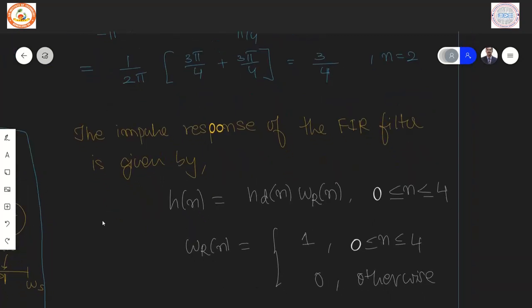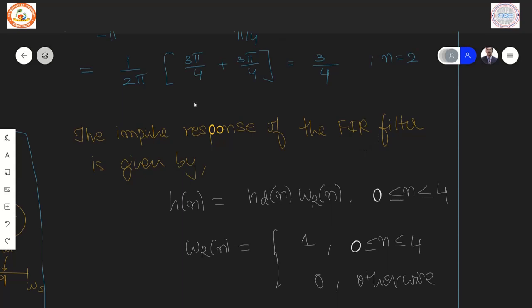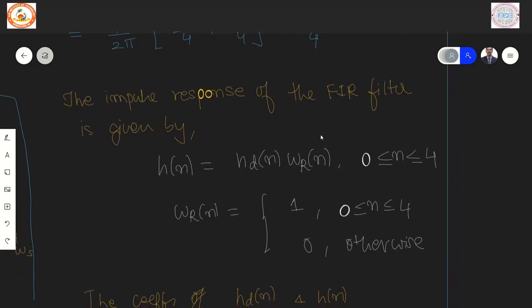Now we have to find the impulse response of the FIR filter. For the ideal case we found the infinite impulse response, so to get the finite impulse response, we take the infinite impulse response of the ideal filter and multiply it with the finite window WR of n, which is defined as below.